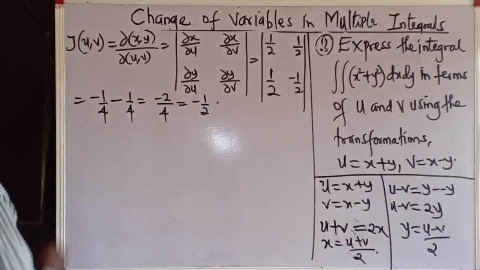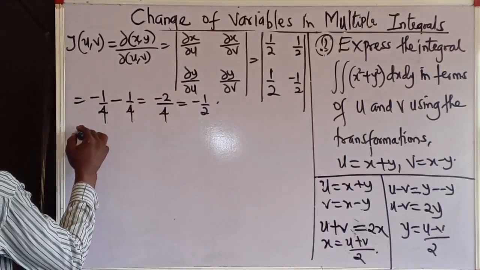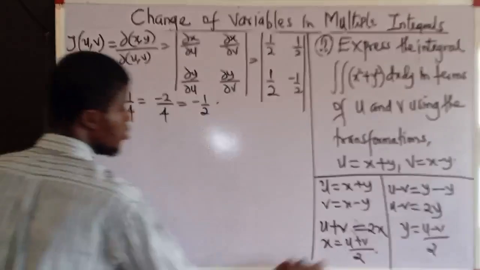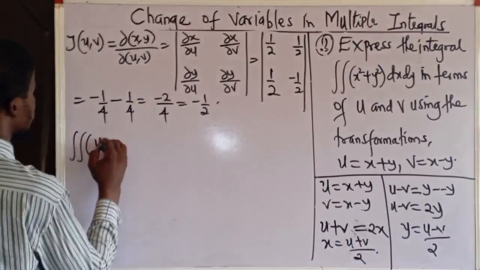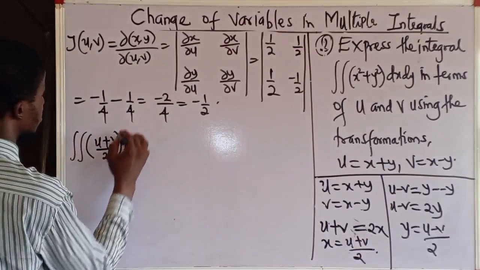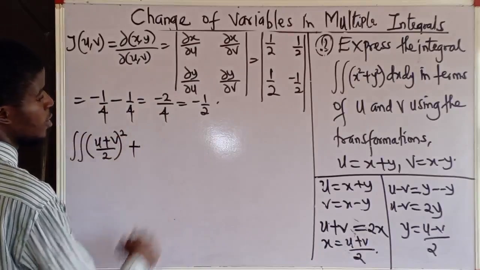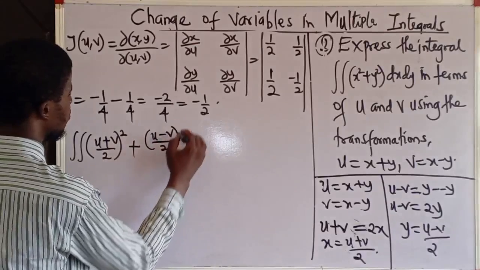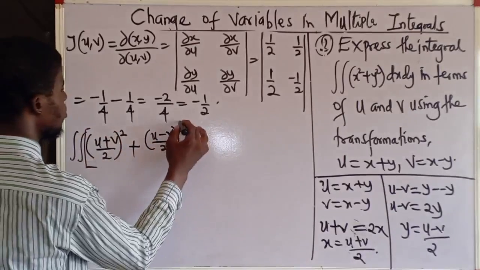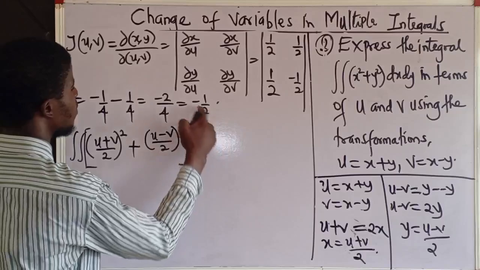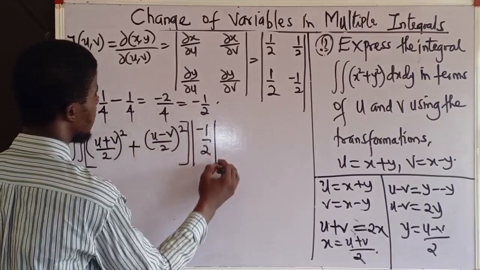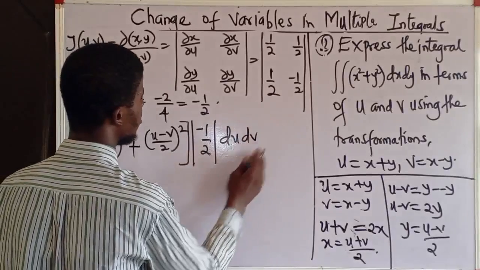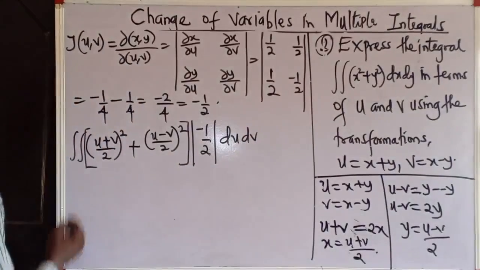Okay, so this integral is now a double integral of what? X squared. X is U plus V over 2, so I will square it. What's Y squared? U minus V over 2, square it also. Then multiply this by the absolute value of minus 1 over 2. Okay, you get the point now. Then I'll say du dv, right? So this is it.